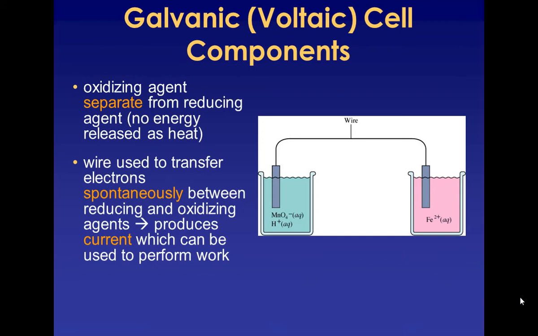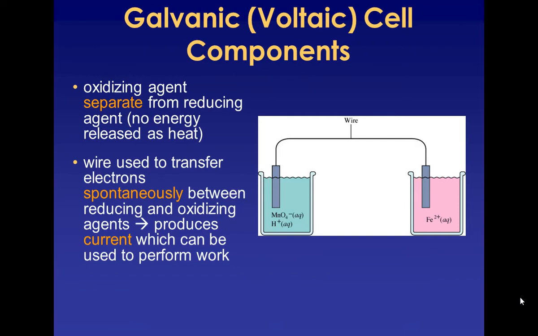There is some sort of interface, in this case, a wire, that is used to move the electrons between the reducing agent, the substance containing the element being oxidized, and the oxidizing agent, the substance that contains the element that's undergoing reduction. The electrons being taken up through that wire can then be used to generate a current, which can be used to perform work. And it will do that over periods of time.